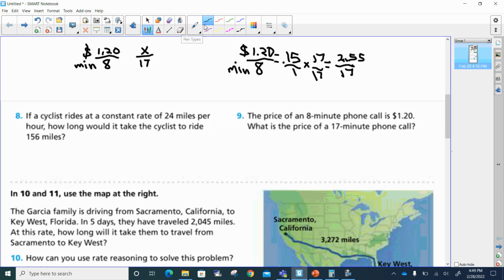When I cross multiply, I can go ahead and take my 1.20 and multiply it by 17, and take my 8 and multiply it by x, and they have to equal each other. All right, so this will give me 1.20 times 17 has to equal 8x.